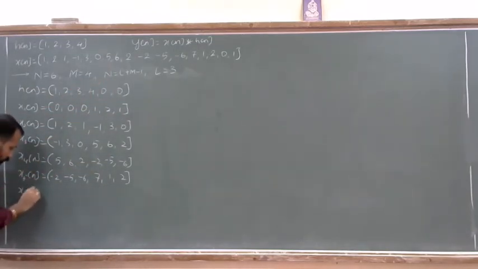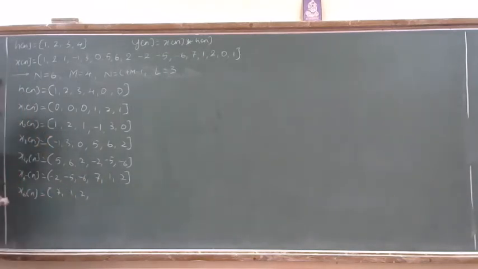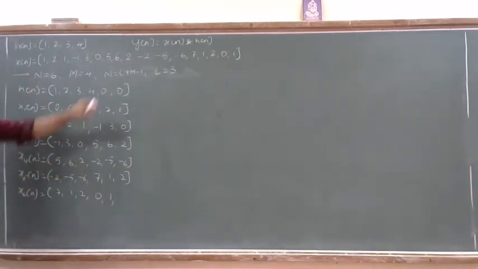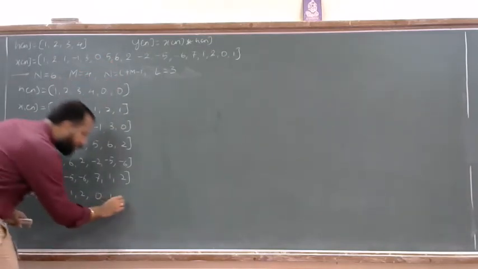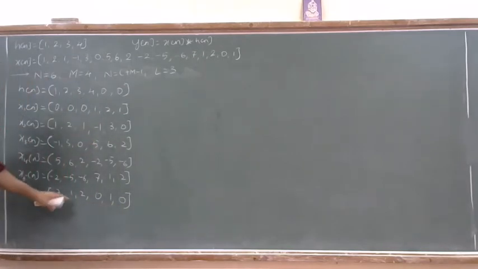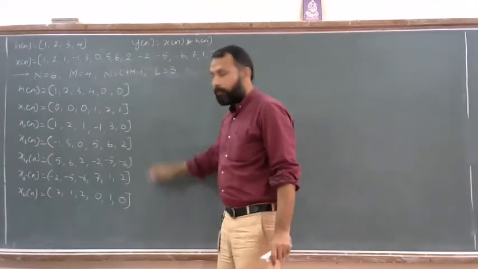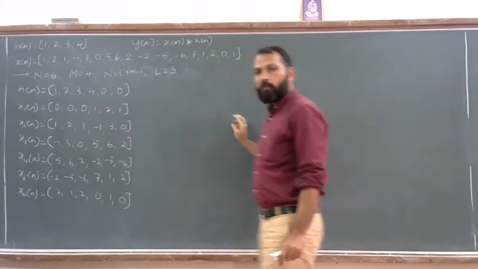Next, the sixth segment: 7, 1, 2 will be the first m minus 1 samples, then 0, 1. There are only 2 samples left in the input sequence. So to make its length equal to 6, we'll pack one more 0 to it. Now the length of the last segment of data is 6. Now on these segments of input and the impulse response, we'll have to apply 6-point circular convolution.